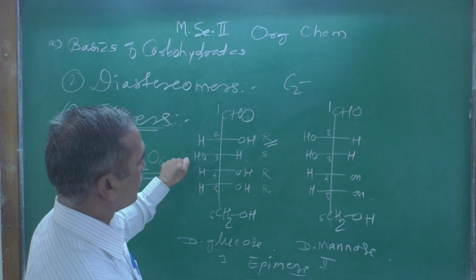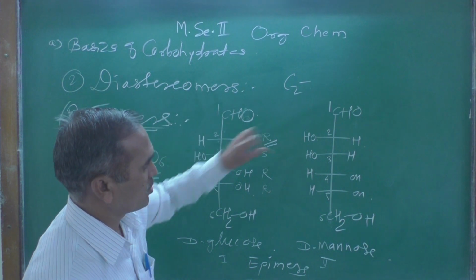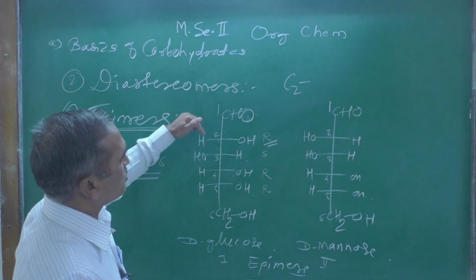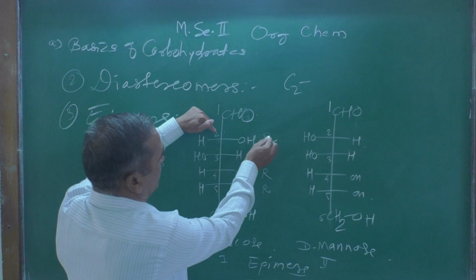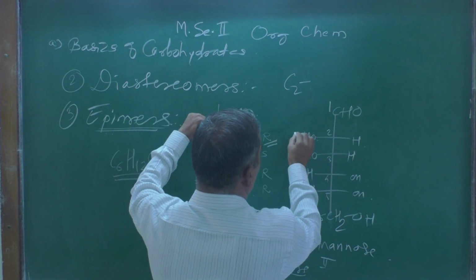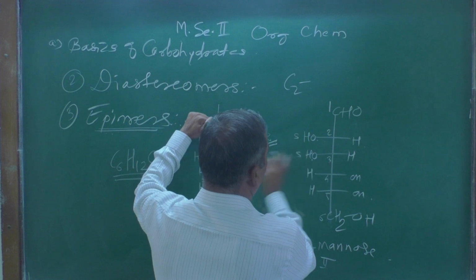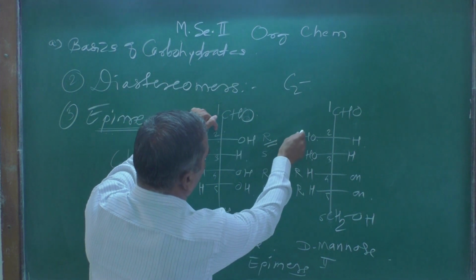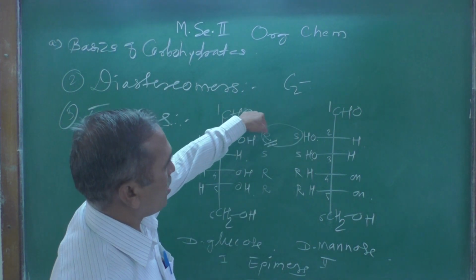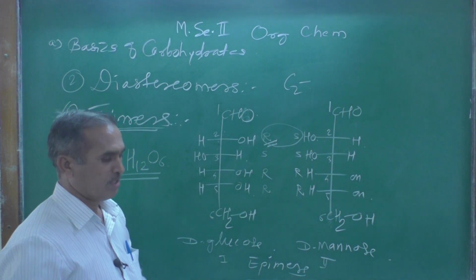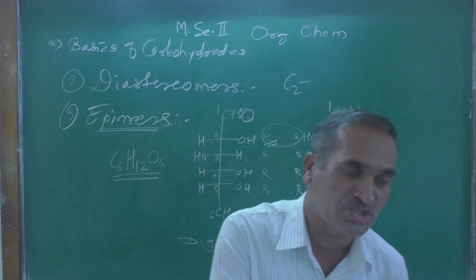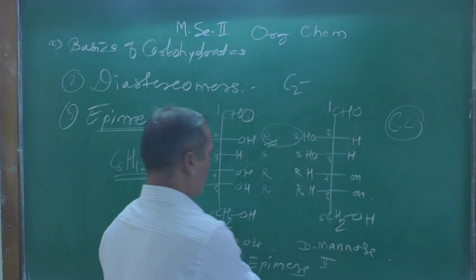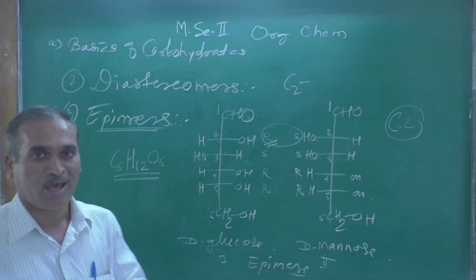What did I do here? If you observe these two structures very closely, look at the positions: here R configuration, this one S, this one again S, this one R, and this one again R. Only the C2 changes. One has an R configuration and one has an S configuration. The configuration changes at the C2 carbon atom, and therefore D-glucose and D-mannose are epimers of each other.